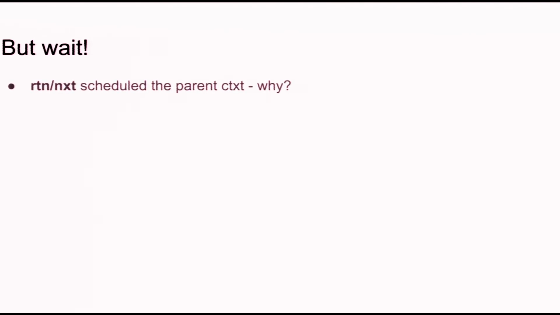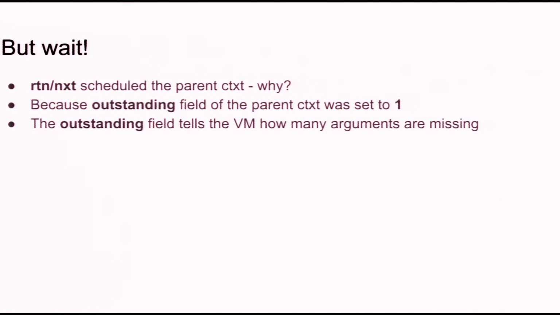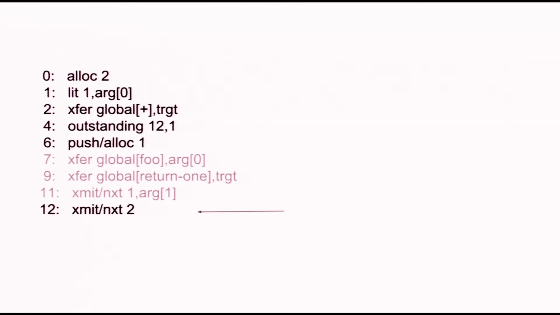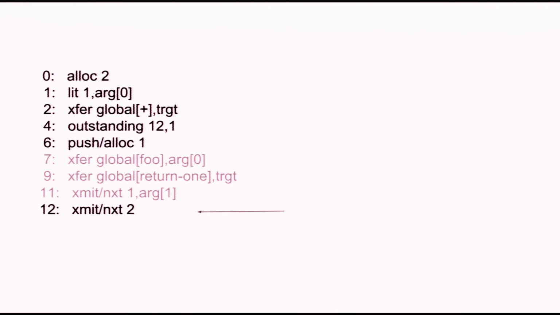Okay, but why did we schedule the parent context? We scheduled the parent context because the outstanding field of the parent context was set to 1. And now we can understand why we initially had this outstanding opcode which set the outstanding field to 1. Because there was just one argument missing. So we scheduled the parent context, and at some point the VM will come back to the parent context, which here is the initial context. And because at position 4 we put the PC, the program counter, to 12, we will continue at position 12 and not at 0.